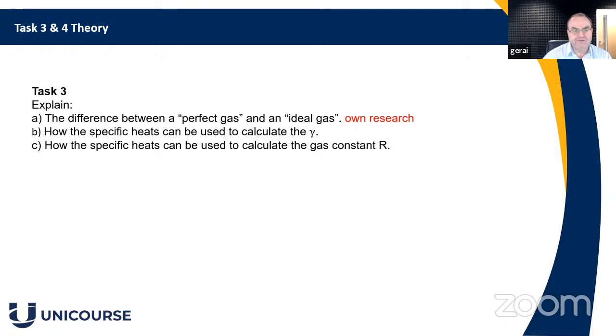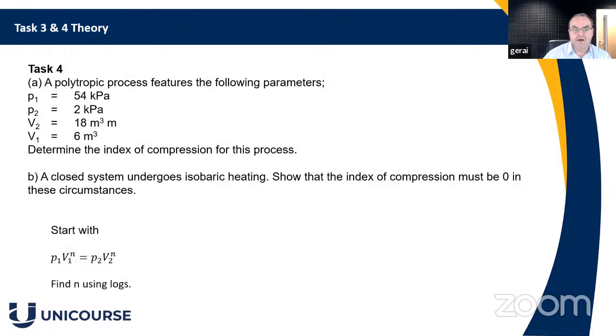Part B of task 3 was how the specific heats can be used to calculate gamma. We've just done that, Cp over Cv. And then how the specific heats can be used to calculate the value of R. We've also just done that as well. So I'm not going to spend any more time on task 3. And then task 4 was, you're given a polytropic process, so you don't know if it's isobaric, isothermal, or anything else. You're just told it's a polytropic process. So you've got to determine the index of compression for this process.